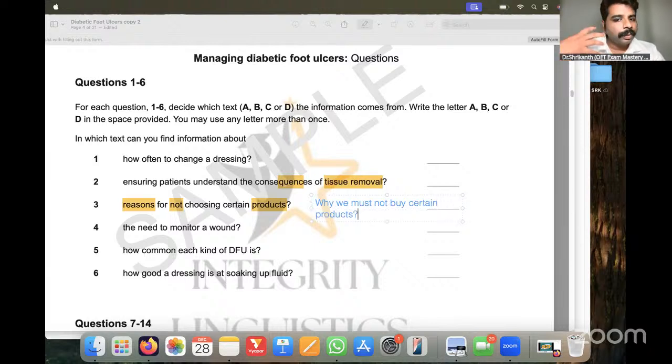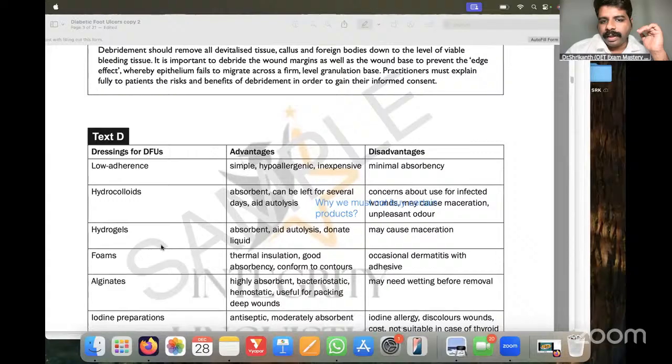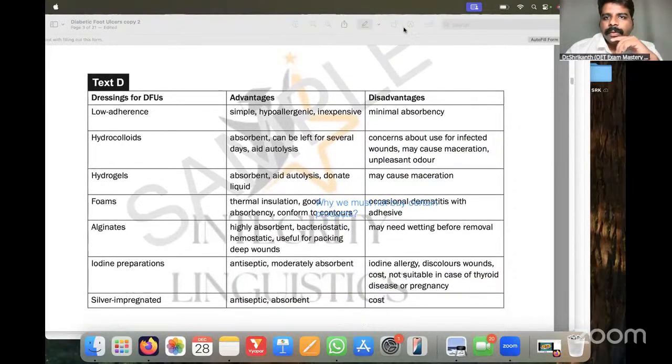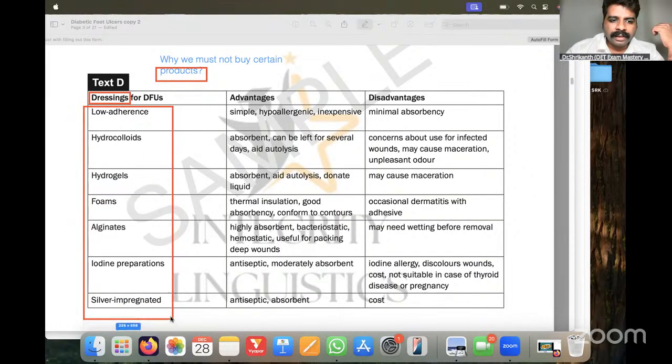So like this, you really have to understand the question with a calm and clear mind, and then we have to go to the paragraph that your intuition is telling. Now see, my intuition is telling that the answer could be in text D over here, because D is all about products, right? So what are the products over here? These are the products, the different types of dressings. So all these dressings you see over here, they are the products, right?